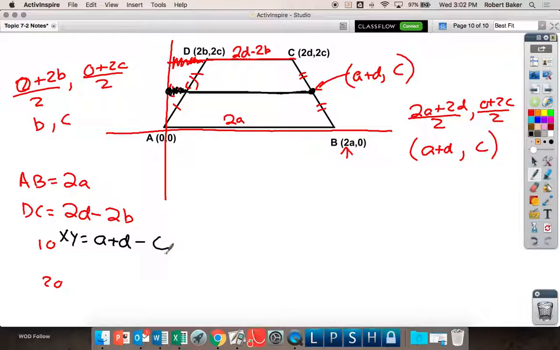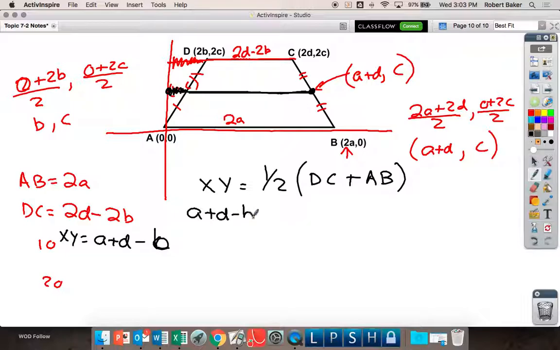The formula is that the midsegment, XY, is equal to 1/2 the sum of the top plus the bottom. That's written on your paper, right? Plug in what you have. What is XY? A plus D minus C. Oh, it should be B, right? Okay, good. My bad, bro. That's a B. A plus D minus B. That is the length of this piece. How long is DC? 2D.